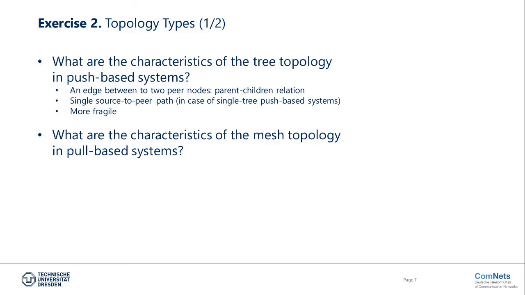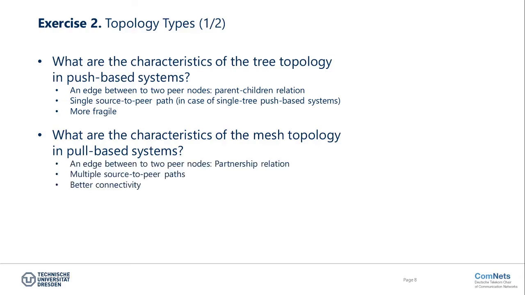Now let's move on to the mesh topology of a pool-based system. What are their characteristics? In contrast to the tree topologies with explicit relationships between any two peers, all the peers in a mesh topology maintain partnership relations. There's no child node or parent node anymore. They're each other's partners, and therefore video packets can go from one direction or the other.